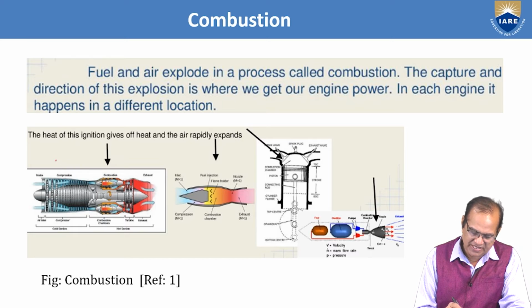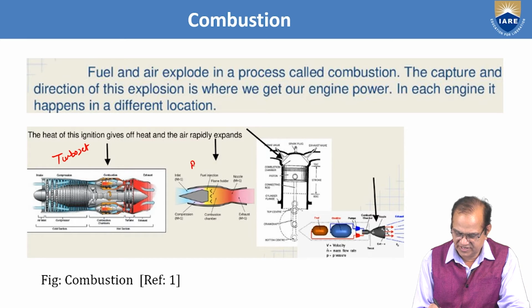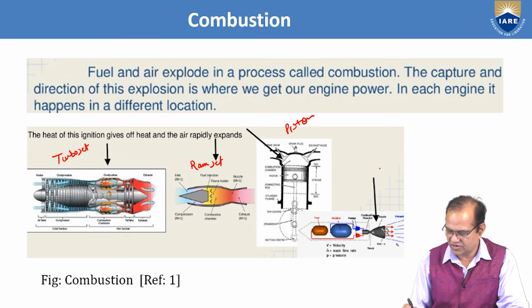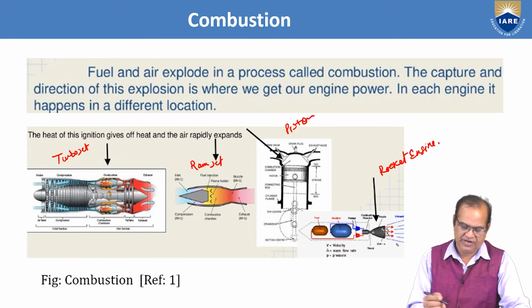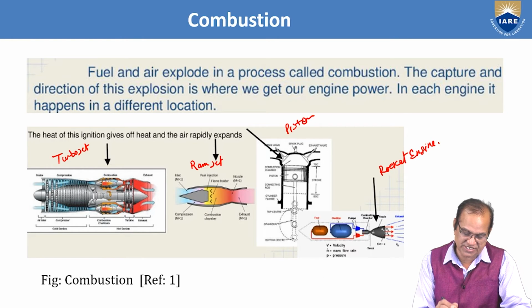If you see here, this is the turbojet, this is the ramjet, this is the piston engine, this is the rocket engine. So first I will discuss the turbojet. In the turbojet, we have the rotary compressors. These compressors are compressing; air is sucked from the inlet. This sucked air is entering and pressure is raised. This high pressure air will go to the combustion chamber.